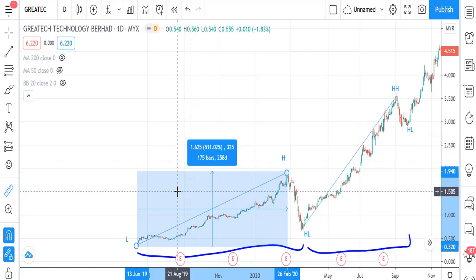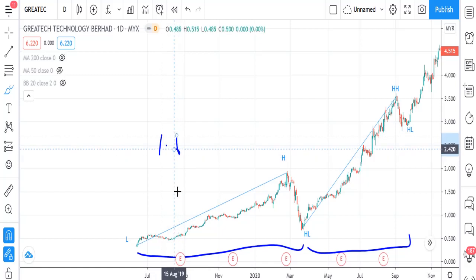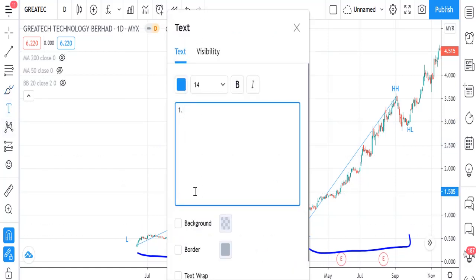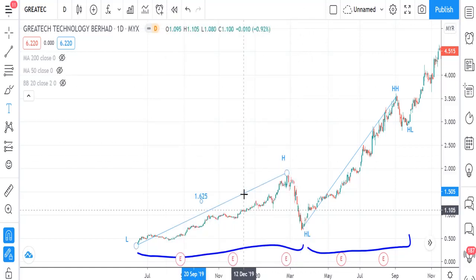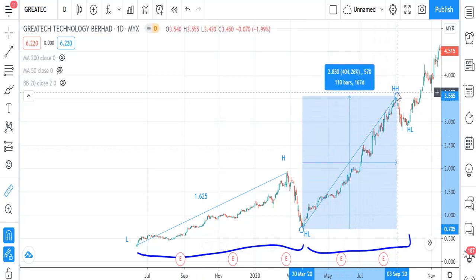1.625. So that's the difference. Then I take the ruler again and measure from the low here all the way to the high. There is 2.85. So that's the price difference between the higher low and the higher high. 2.85, I will jot it down.